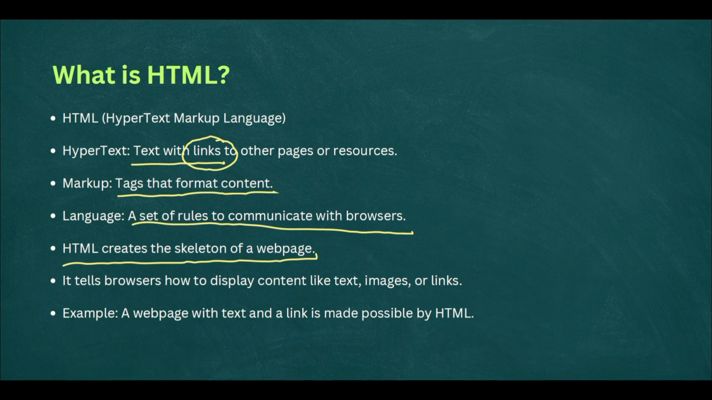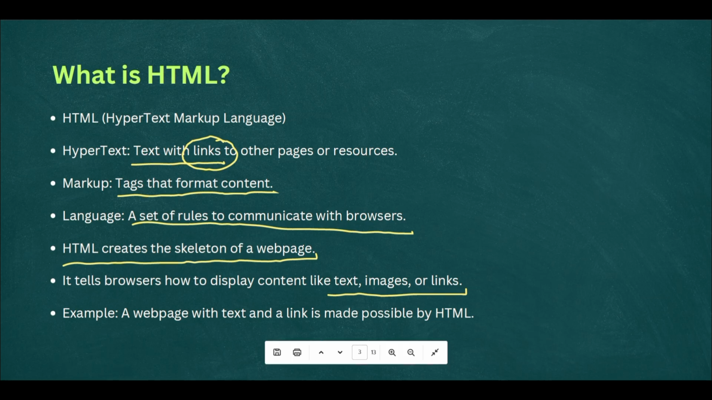It tells the browser how to display the content like text, images, or links. Any web page consists of different kinds of tags to show text, images, links, videos, audios. All of these are HTML elements that we see in any web page. A web page with text and a link is made possible by HTML.